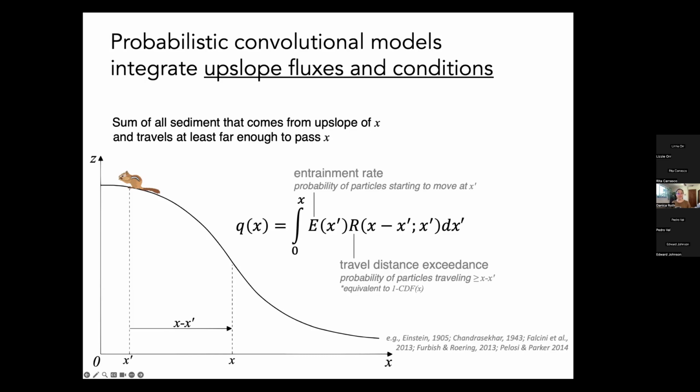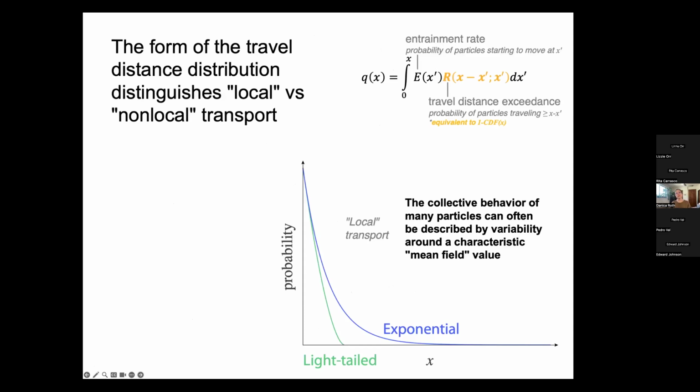The other thing I want to highlight here is that historically, we've often used entirely different approaches to address local transport, which is well captured by diffusive models, and non-local transport, which is fundamentally not. So this travel distance exceedance term gives us an avenue to incorporate both of them in this same model. Ultimately, the form of the distribution, the travel distance or exceedance distribution, is what distinguishes local from non-local transport.